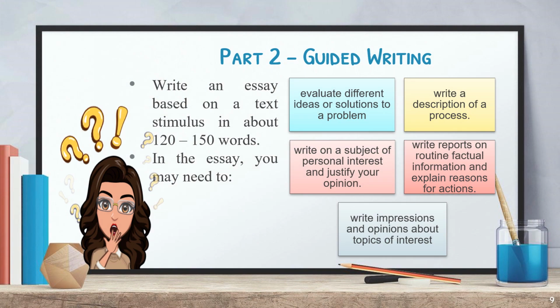Part 2 is on guided writing. You are required to write an essay based on a text stimulus in about 120 to 150 words. In the essay, you may need to evaluate different ideas or solutions to a problem, write a description of a process, write on a subject of personal interest and justify your opinion, write reports on routine factual information and explain reasons for actions, or write impressions and opinions about topics of interest.